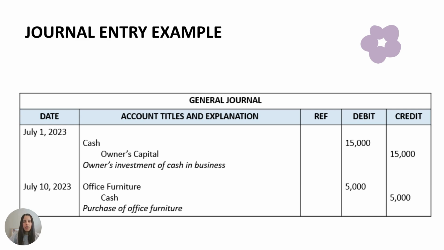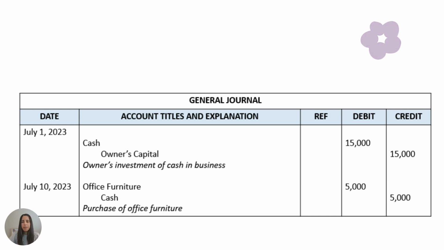The second transaction is that we buy office furniture and we use cash. The amount of the transaction is $5,000. Office furniture is an asset, and it's being increased. Assets increase on the debit side, so we'll see a $5,000 debit for office furniture. And then cash is being decreased. Why? Because we paid cash to buy the office furniture. Assets decrease on the credit side, so we'll have 5,000 entered on the credit side.